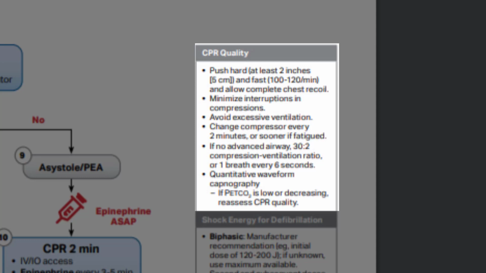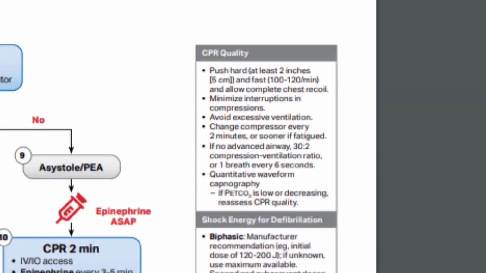Also, once we get the patient intubated, it's a great time to put on qualitative waveform capnography. This allows us to justify our CPR. Is it effective or ineffective? We try to keep those ranges about anywhere from 15 to 20 on our CO2 output while performing CPR.